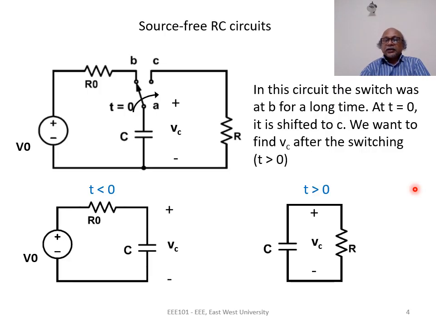Normally in a resistive circuit, if there is no independent source, there will be no voltage and no current. But the situation is different in RC circuits, because the capacitor can store energy and supply the energy to the resistance, producing current and voltage. Okay, we will now analyze each of these two circuits separately.